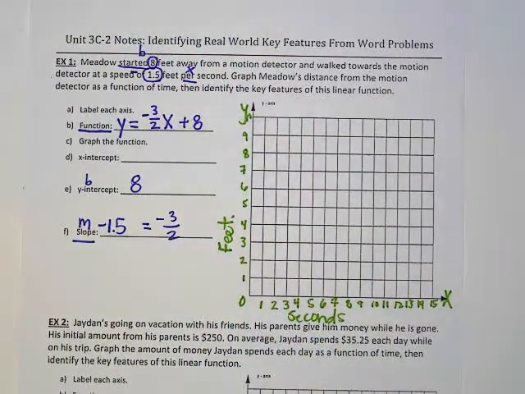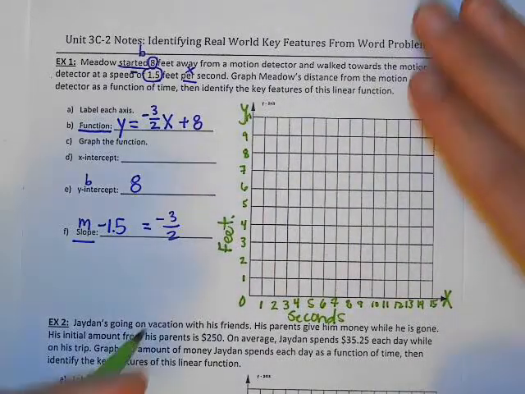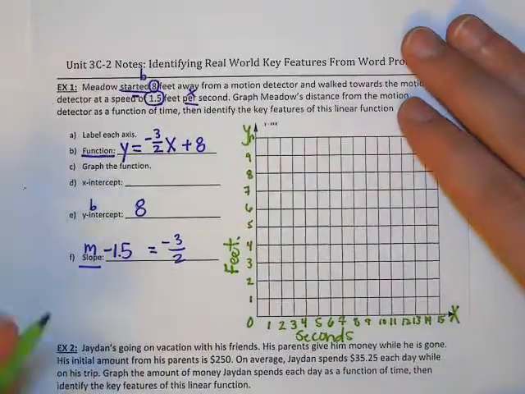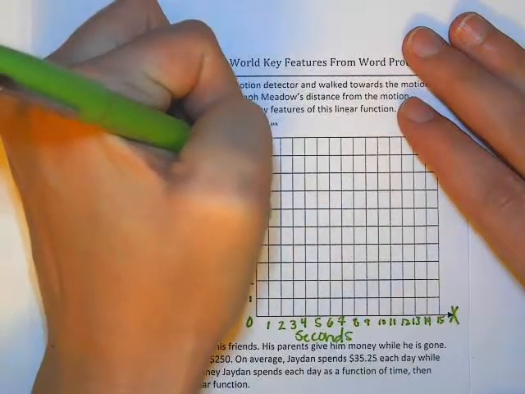Okay, so she's moving towards the motion detector. So is her feet going to be going up or down? Down, because she's moving towards it. She's getting less and less far away. Okay, so if I'm going to graph this, where do I start? At 8, my y-intercept here.